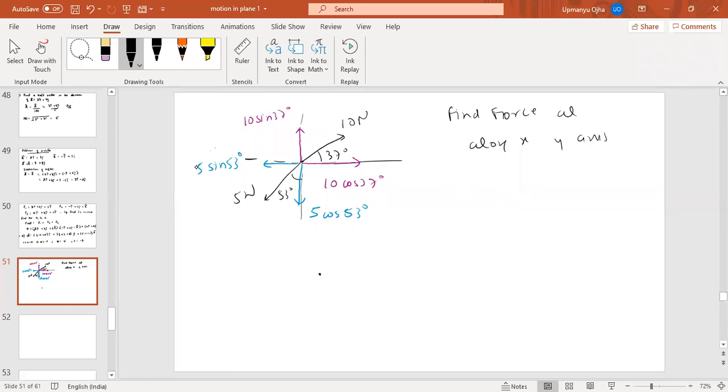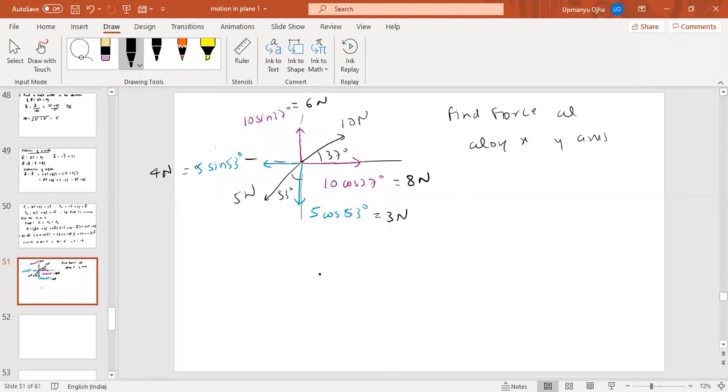So what is the value of cos 37? Can you tell me? 10 cos 37. Cos 37 is how much? 4 by 5, I think. So 4 by 5 of 10 means 8 Newton. This will be 8 Newton, and this will be 6 Newton. Similarly, cos 53 gives 3 Newton, and this will be 4 Newton.